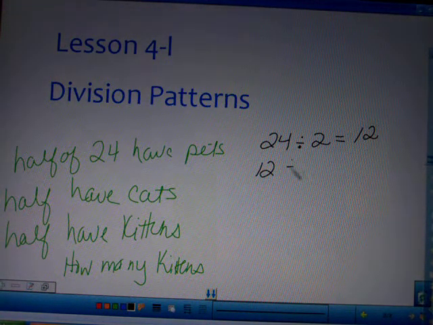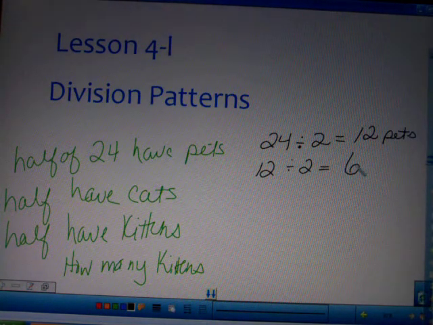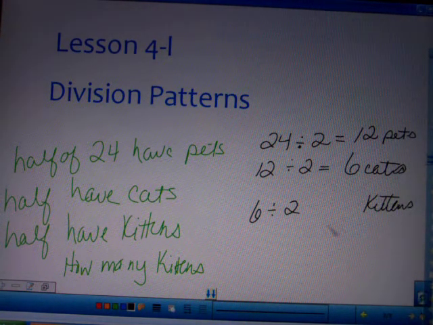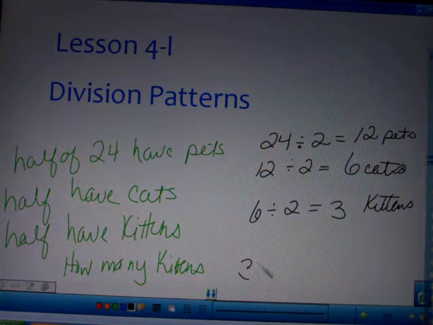Half of those have cats. So we're going to divide 12 by 2 again. So that's how many with pets, and that's how many with cats. Then if we take that number, 6, and divide it in half, that will tell us the number of students that have kittens. So 6 divided by 2 is 3. That means 3 students have kittens.